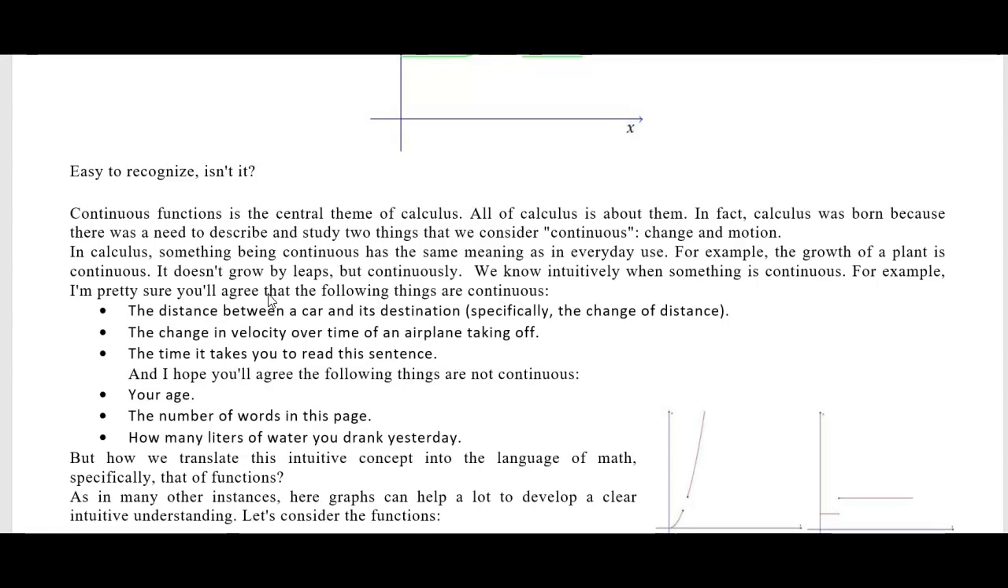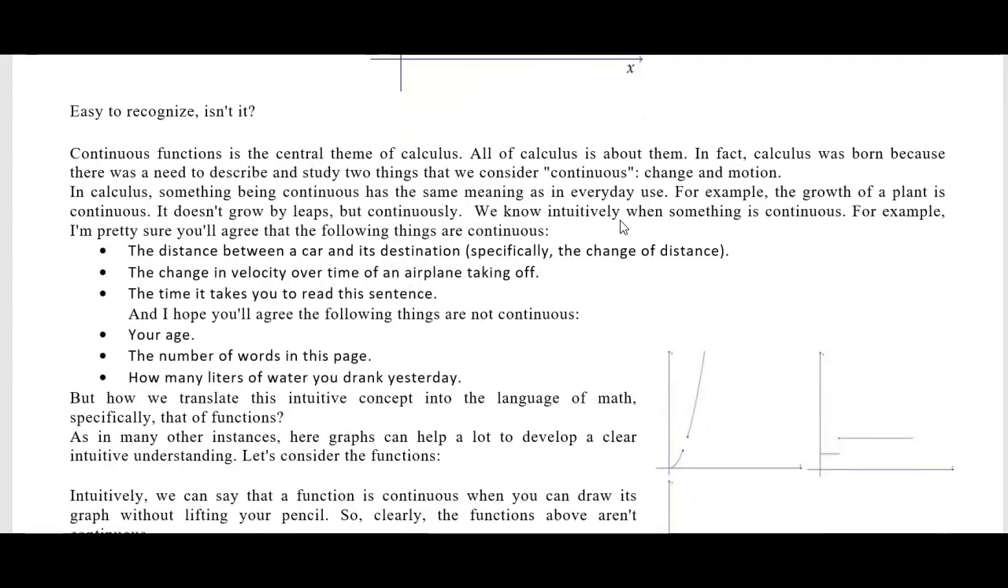In calculus, it's very important to understand that there are certain functions that must be continuous. A car traveling can't just randomly be in point A and point B. Time travel does not exist. So for the purpose of this class, the distance between a car and its destination will always represent the change in distance as a continuous function. The velocity of an airplane or any object's velocity will be continuous.